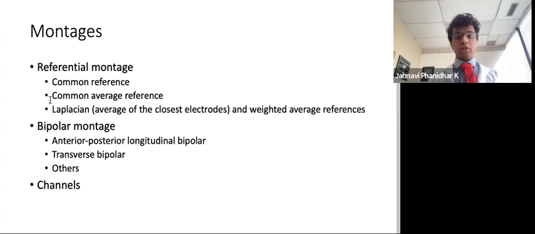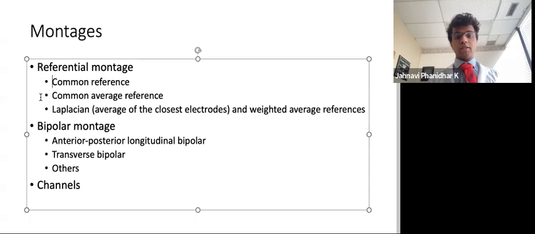Montages, there are two different types of montages that we use. First is the referential montage, which uses a common reference electrode for measuring the potential of all the channels. And there is another type of montage called common average reference montage, in which we use the average of all electrodes to create a baseline, which we subtract from each electrode that we are measuring. And there is a Laplacian montage, which uses the average of the closest electrodes to the electrode that we are interested in, and weighted average references where the electrodes are weighted according to the potential.